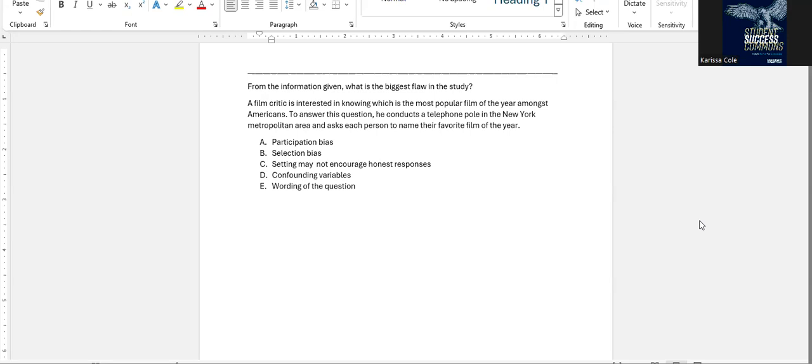Now we need to find what the biggest flaw is. There might be more than one flaw, but we need to find the biggest flaw. And we are given options A through E. So it could be participation bias, selection bias, setting may not encourage honest responses, confounding variables, or wording of the question. Now, the first two, A and B, we've got participation bias and selection bias.